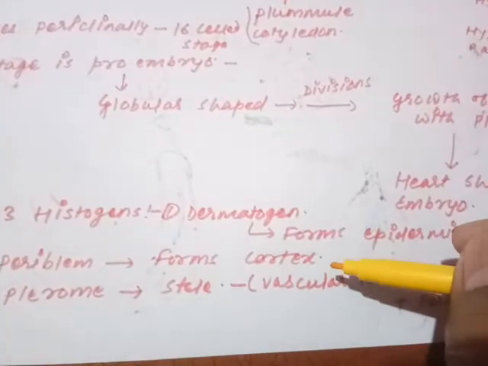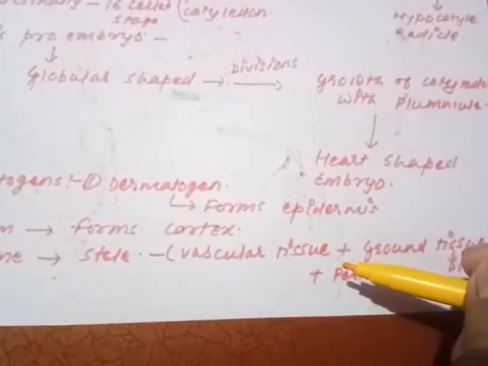Dermatogen is known to produce the epidermis. The dermatogen will form the epidermis in the later stages. Now periblem will form the cortex, and the plerome is responsible for the formation of the stele. Stele is a specific structure formed of vascular tissue, ground tissue, and the pericycle. It is present in the centermost region of the plant tissue.